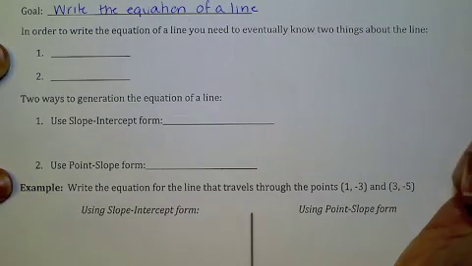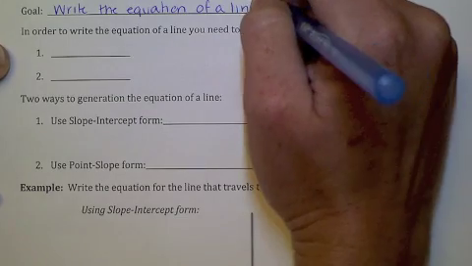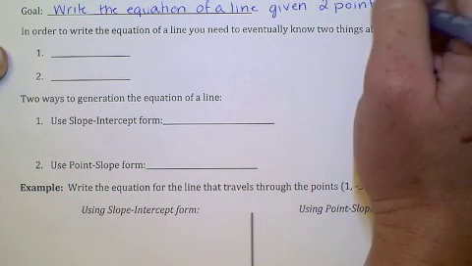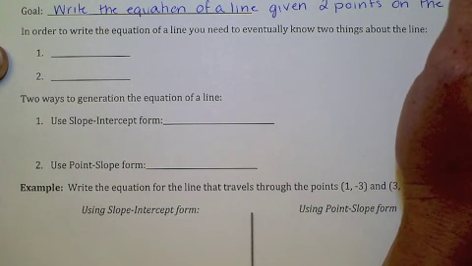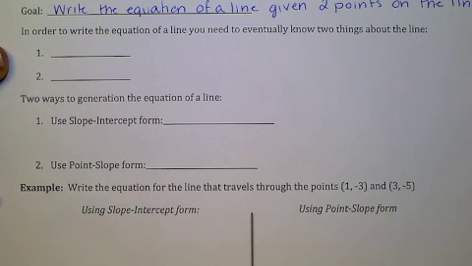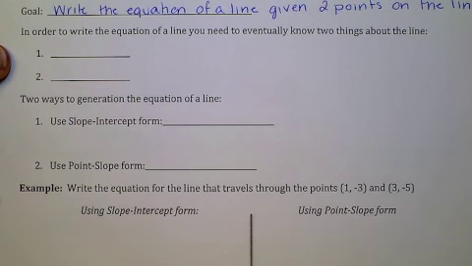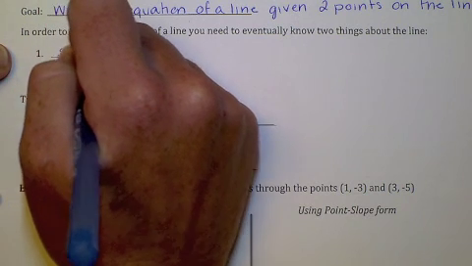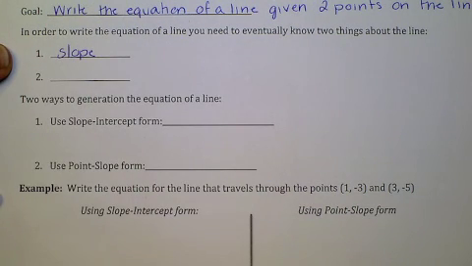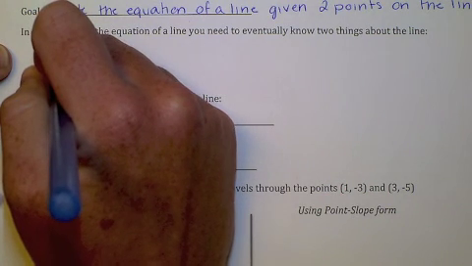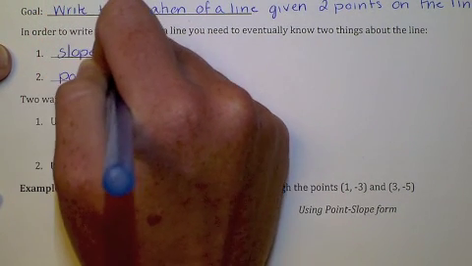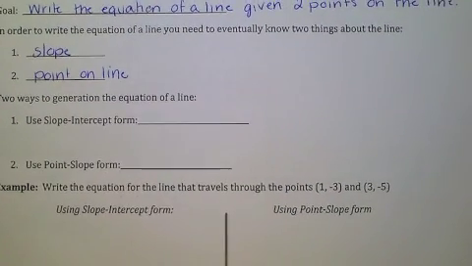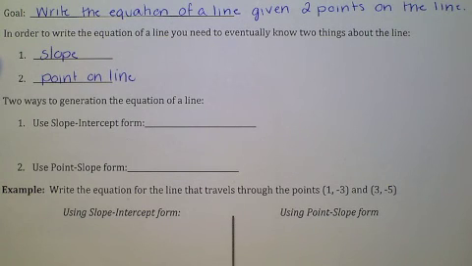Oops, and I didn't leave myself enough room here. Write the equation of a line given 2 points on the line. Okay, so in order to write the equation of a line, you need to know two things about the line. You need to know its slope, which is something that we've already talked about, and you have to have at least 1 point on the line. If you have more than 1 point on the line, that is completely fine. There's nothing wrong with that, but you have to have at least one.